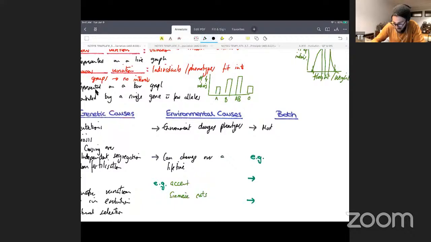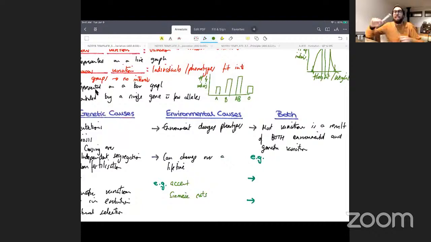Basically, most phenotypic variation is a result of both environmental and genetic variation. So we could have examples. Obviously tall parents likely have tall children, but also the increase in mean height of Homo sapiens in England over the last 200 years is mostly down to improved nutrition in adolescents and young people, infant nutrition.